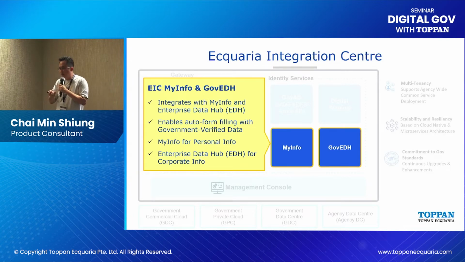So this means that when a user comes in, uses your service, and tries to fill a form, your form is already auto-filled. And not only auto-filled, it's auto-filled with government verified data. It means you have the assurance that your data comes from a reliable and verifiable source. The difference between these two is that MyInfo serves personal info, whereas with GovEDH you'll be able to retrieve corporate info.